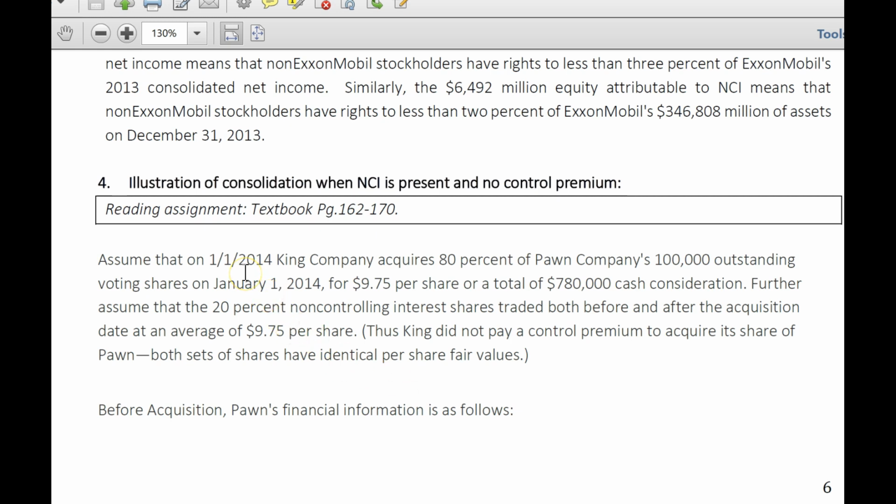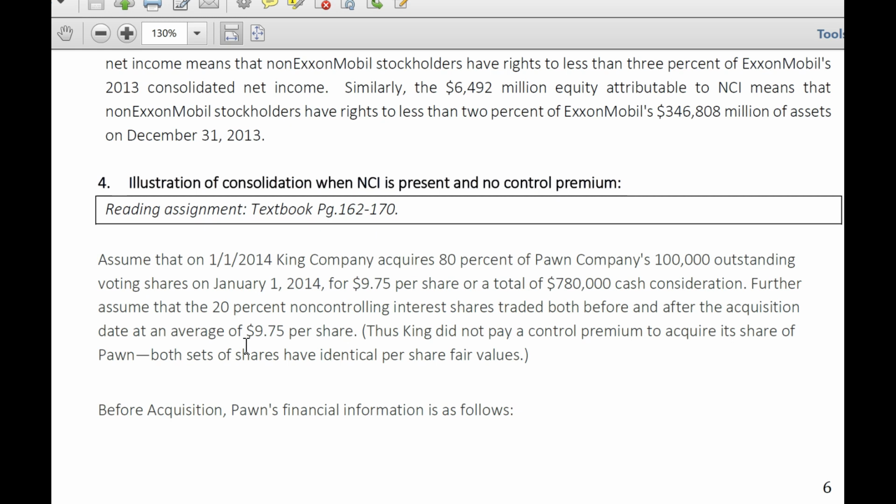Assume that at the beginning of 2014, King acquires 80% of Pawn's 100,000 outstanding voting stocks, 80% of those for 9.75 each share, or a total of 780,000 cash consideration. Another 20% belongs to NCI, and the stock is traded at an average of 9.75, which means the parent and NCI pay the same price.